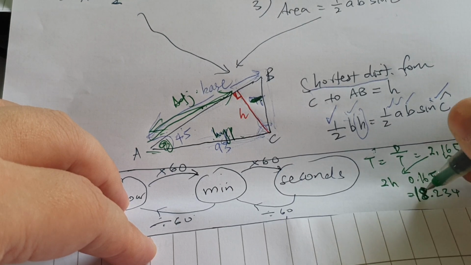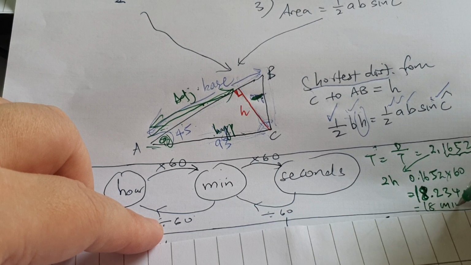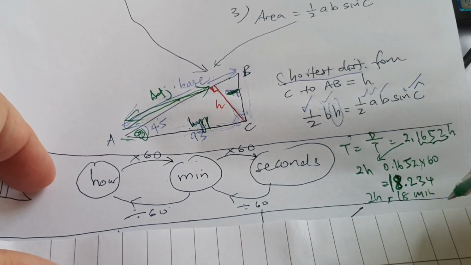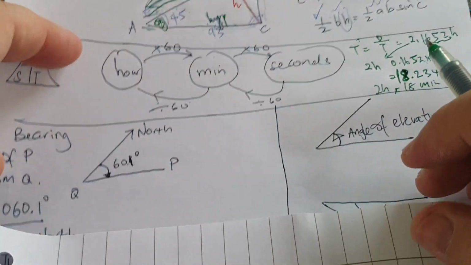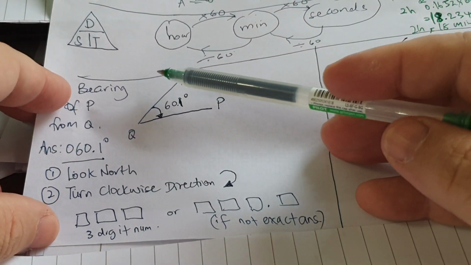Or 18, let's say 18.234 whatever, then it'll be 18 minutes. That means 2 hours, 18 minutes. Okay, so that's how you do the conversion. Alright, now bearing is also under this trigo. Trigo is a big topic.